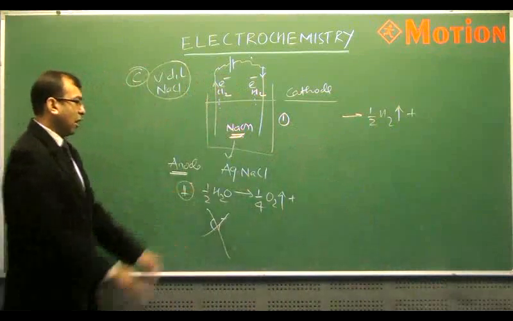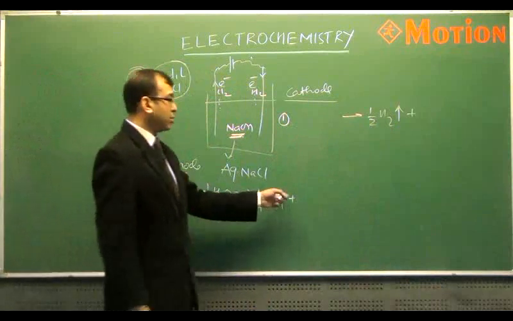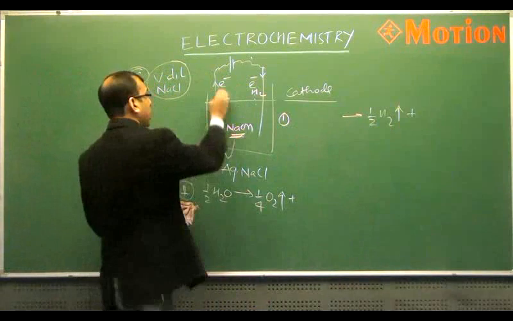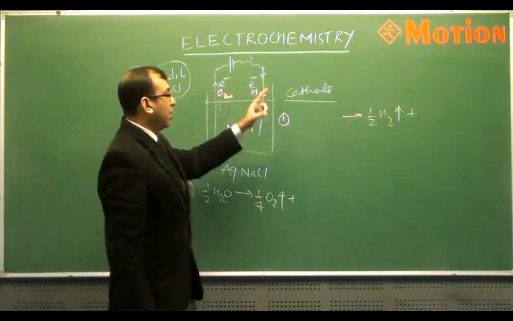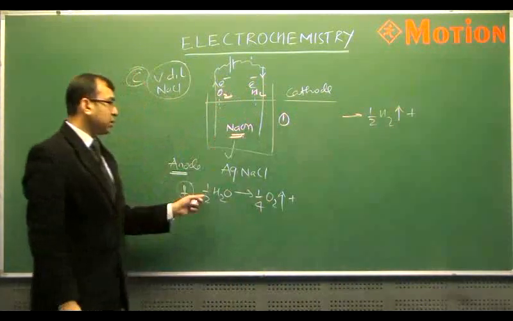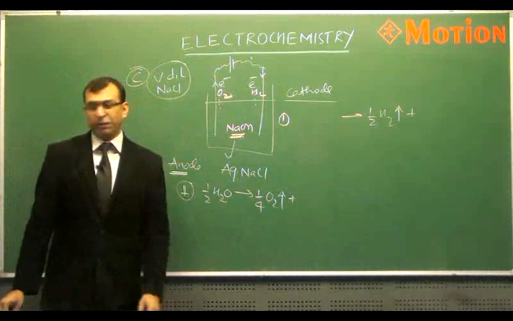So what is the net reaction? Half of water forms 1/4 O2 at the anode, and the electron travels to the cathode. What's happening out there? The water accepts the electron and forms H2 gas. So basically what's happening here is the electrolysis of water.